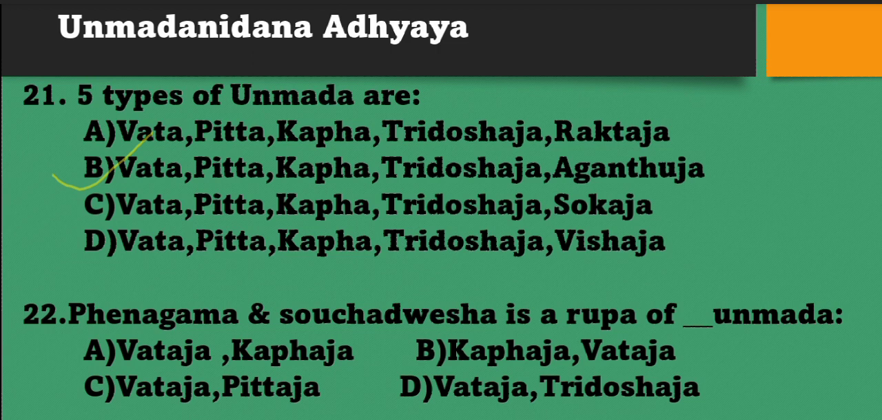Pain, agama and shauja dvesha is a rupa of dash Unmada. Vataja Kaphaja, Kaphaja Vataja, Vataja Pittaja, Vataja Tridoshaja. Pain, agama is a Vataja Unmada Lakshana. Shauja dvesha is a Kaphaja Unmada Lakshana. So option A is the answer.